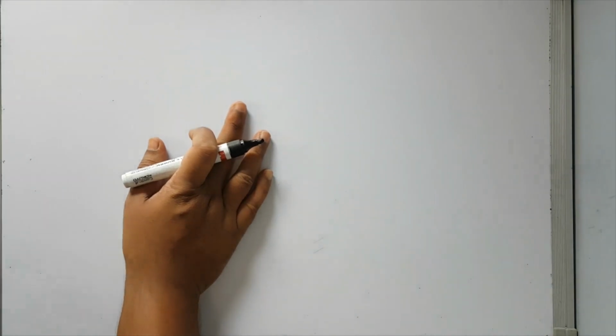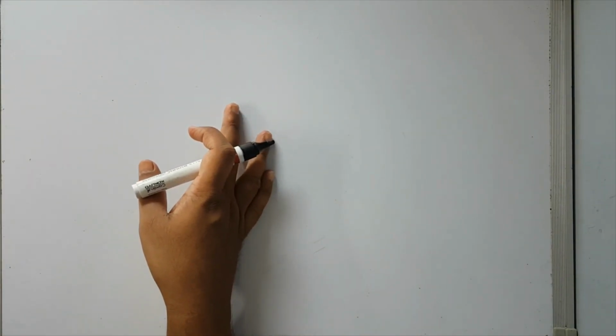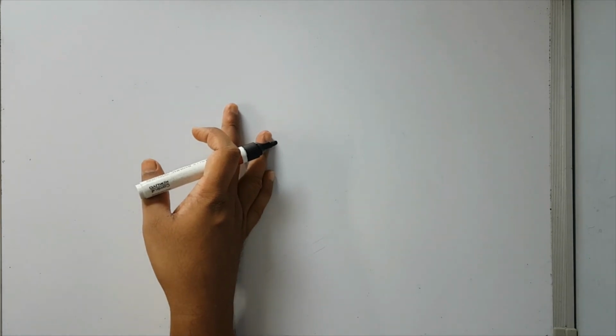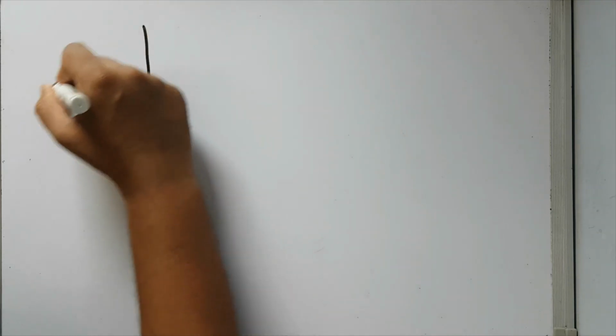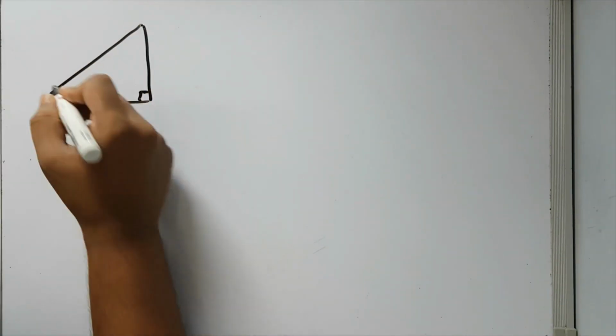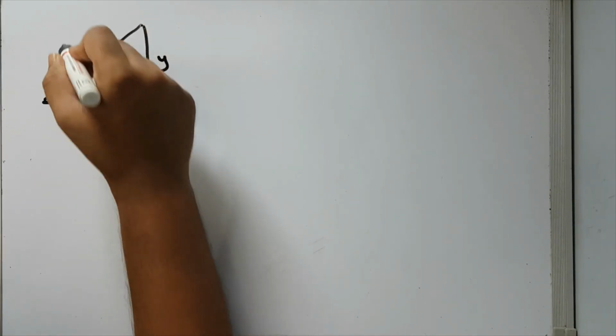Hello students, in this video I'll be discussing some important trigonometric formulae or trigonometric identities. Imagine a right angle triangle. Let's say this angle is theta. This is x, this is y, and this is r.